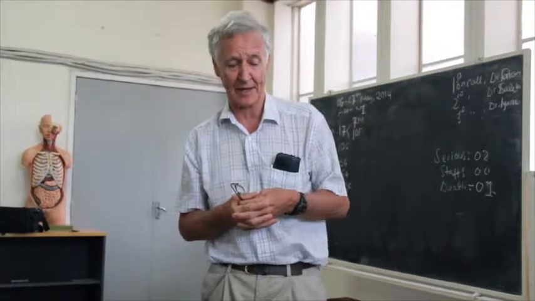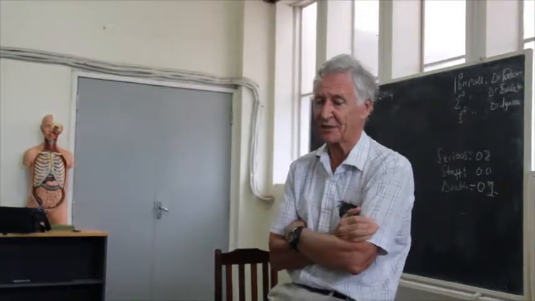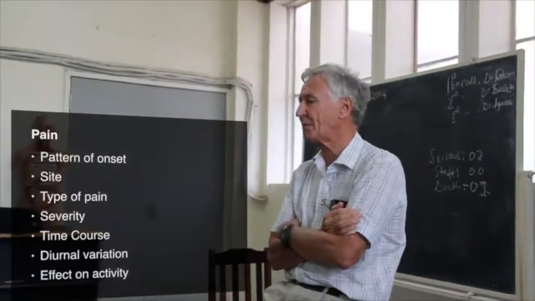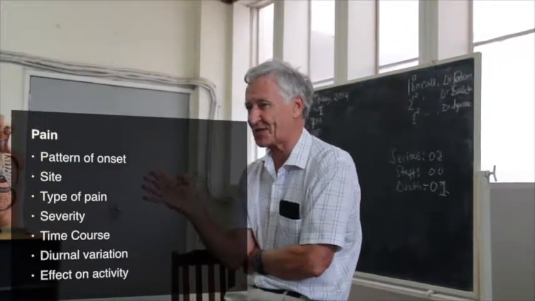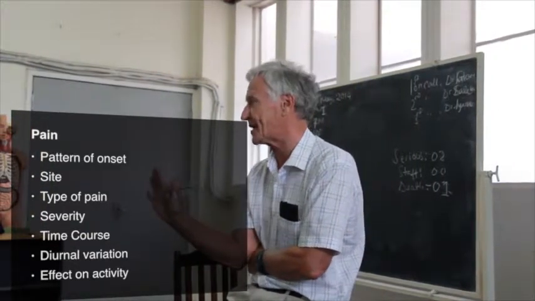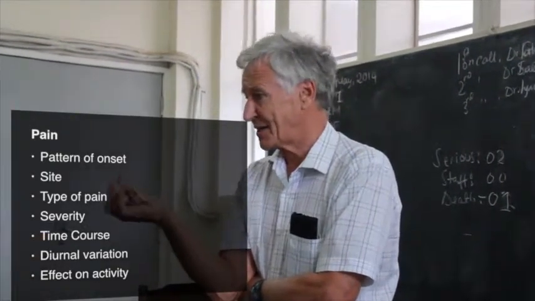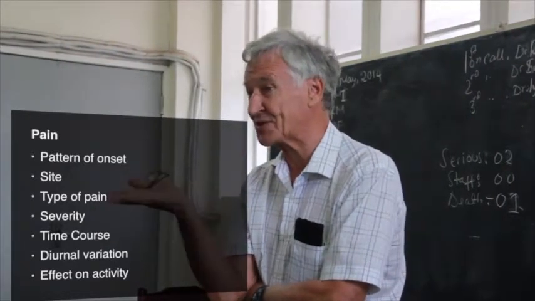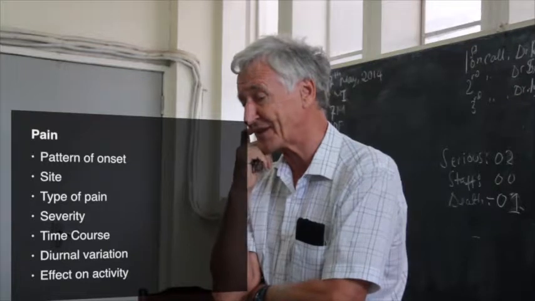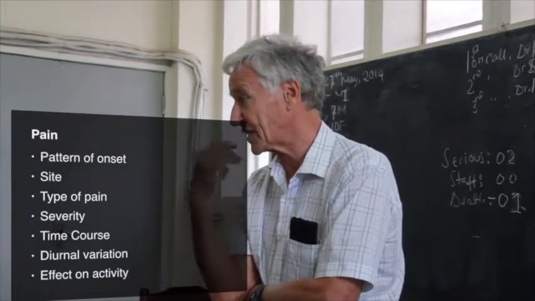Let's talk a little bit about pain. What is specific about pain in the locomotor system? Well, number one will be, you are familiar with the 9 characteristics of pain, and all you have to do is apply that. It's site, in other words, where is it? In this case, it'll be a joint. And the severity the patient will tell you.